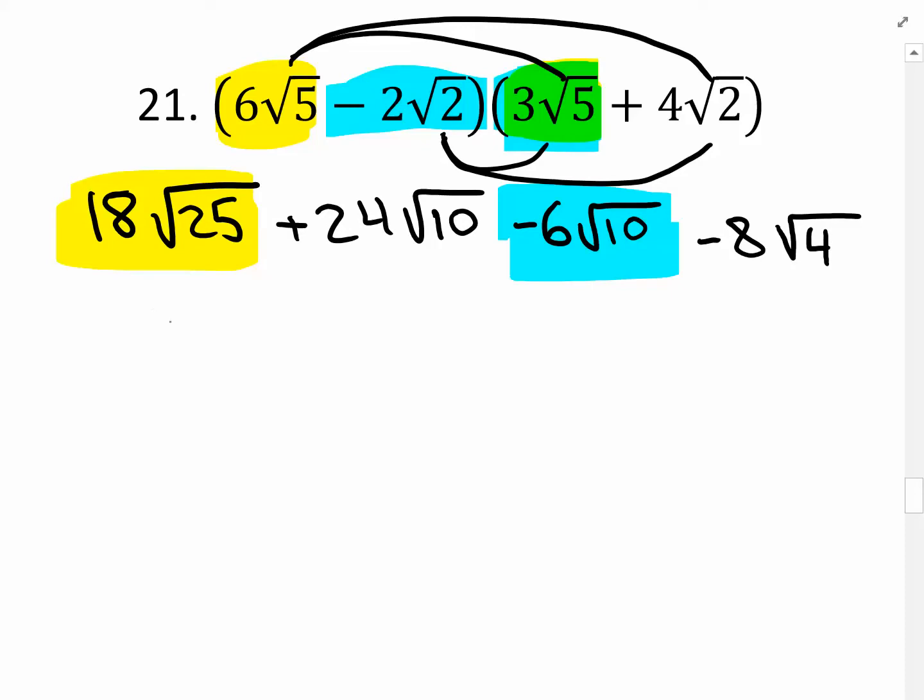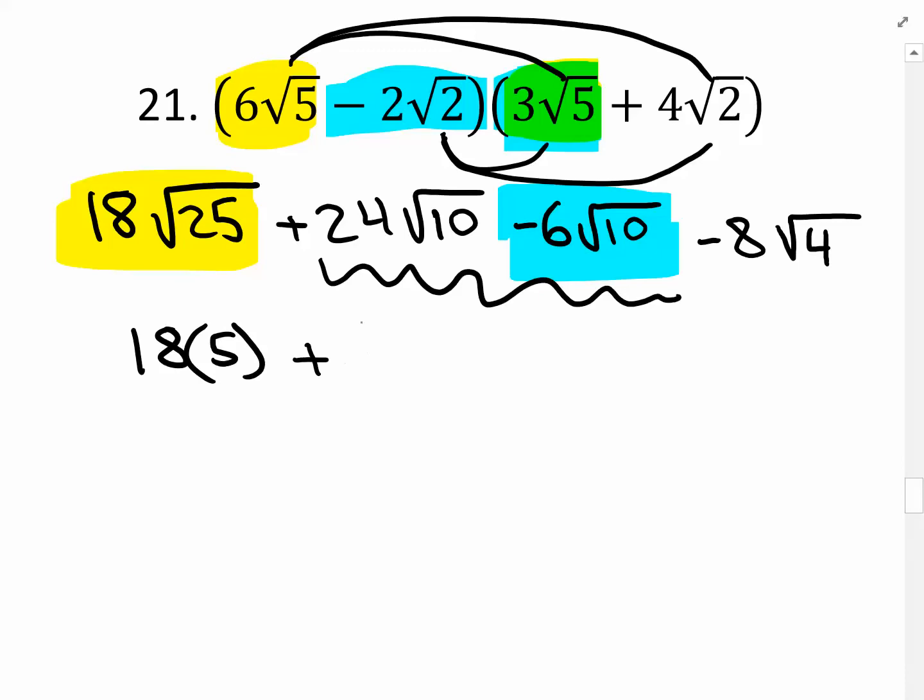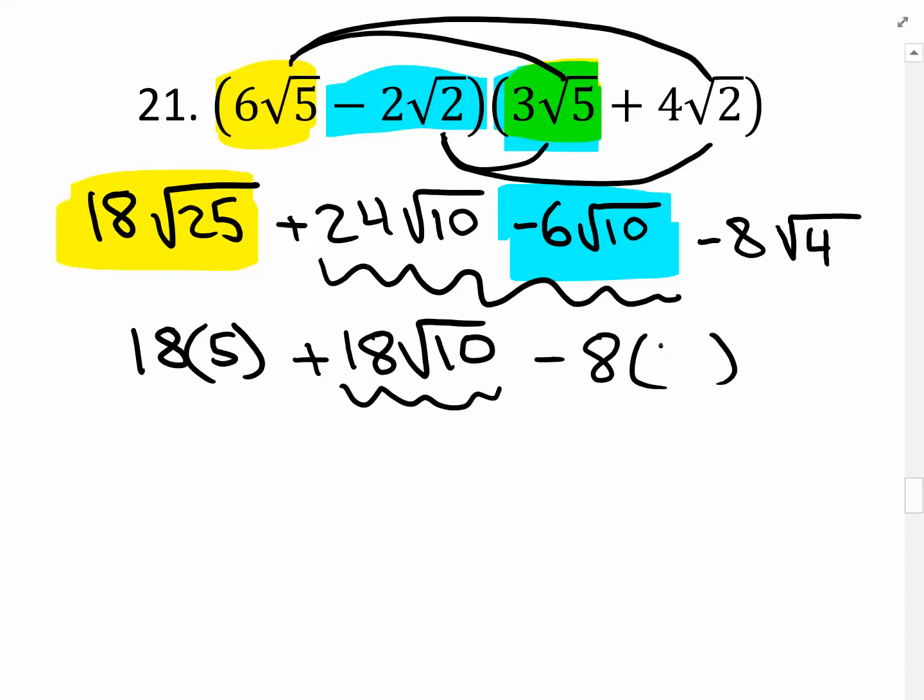Almost done. We should simplify and combine like terms. So the first one is 18. 25 is a perfect square, so 5. Then these two middle ones both have square root 10. So I'll add those up. 24 minus 6 is 18. 18 root 10. Last one, I have minus 8 root 4. The square root of 4 is 2.